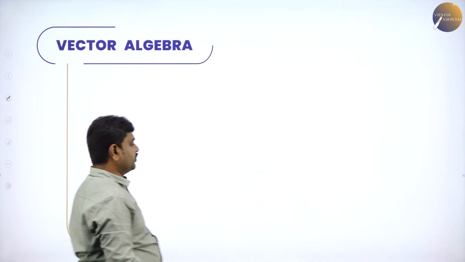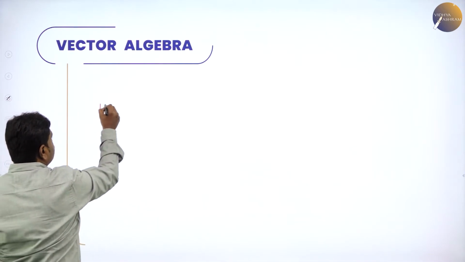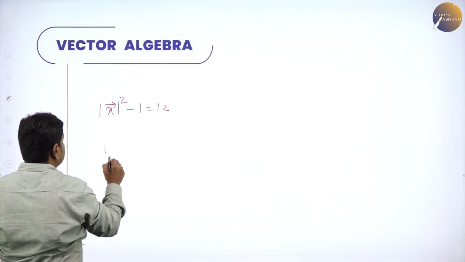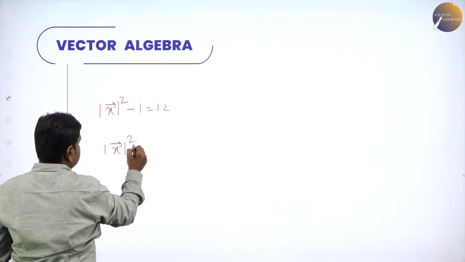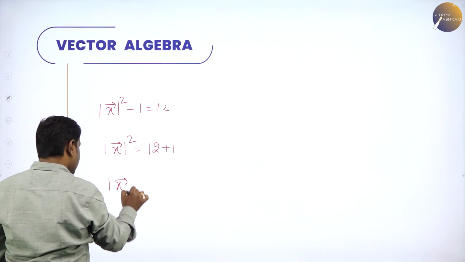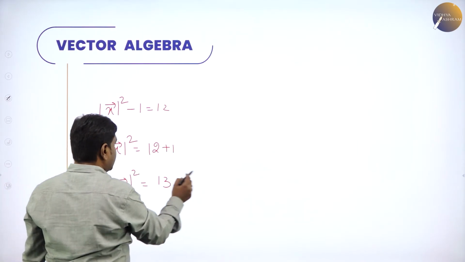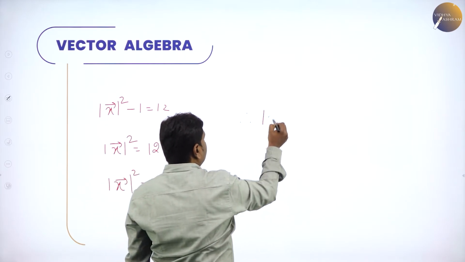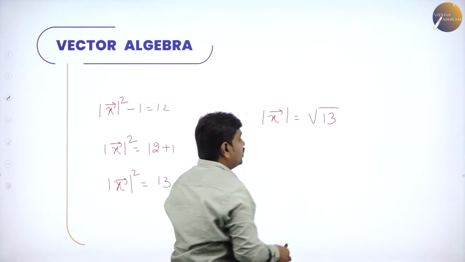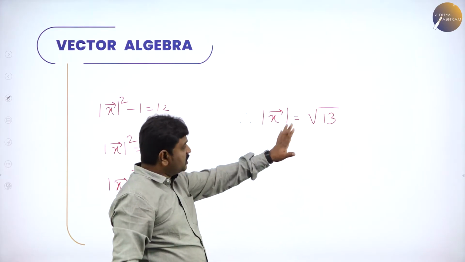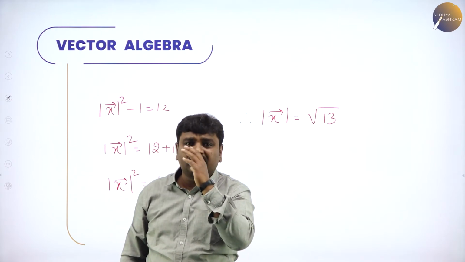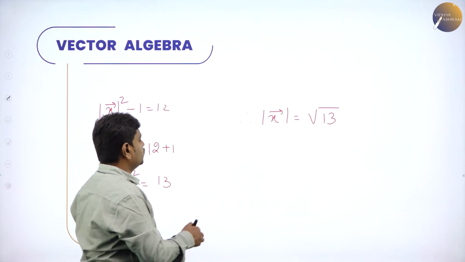So further simplify this. Magnitude x square minus 1 is equal to 12. Transfer this to RHS. So magnitude x square is 12 plus 1. So that is magnitude x square is 13. And we need magnitude x. Therefore, magnitude x is equal to root 13. So, dear student, you should never put plus or minus. It is always positive because magnitude of a vector can never be negative. So that's it.